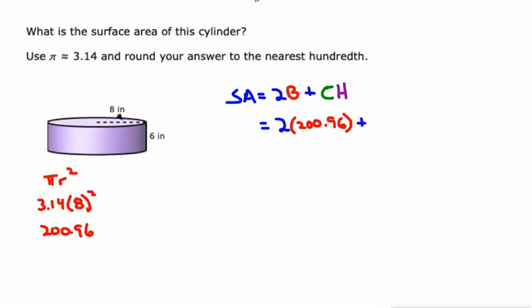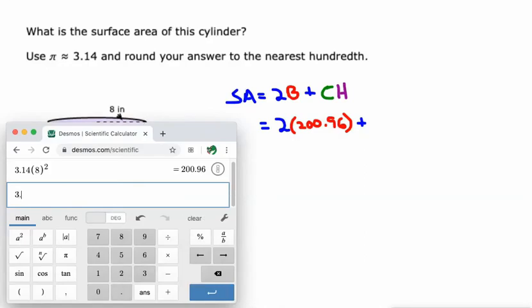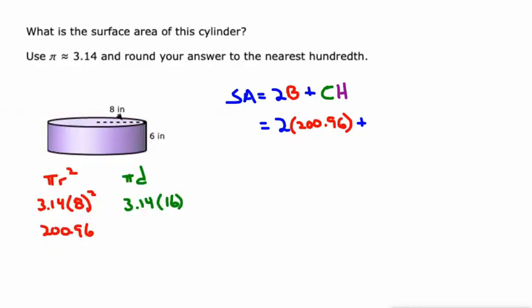All right, circumference. Circumference is pi times diameter. Okay, so 3.14. And if we think about diameter, it's all the way across. It's twice as much as 8. That would be 16. So 3.14 times 16. It's 50.24. And the height of the prism is just 6.